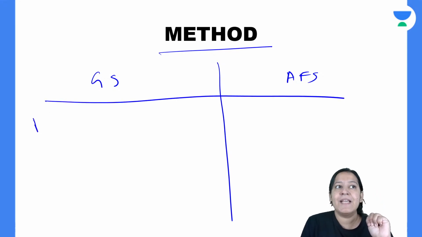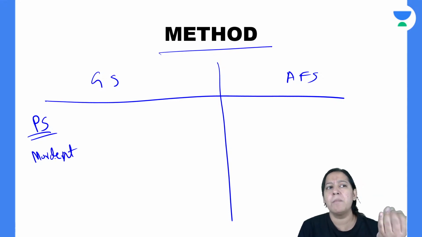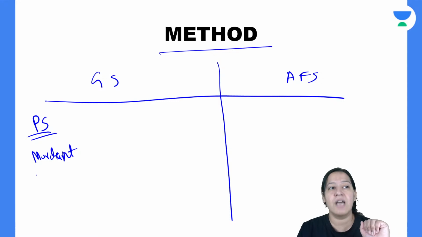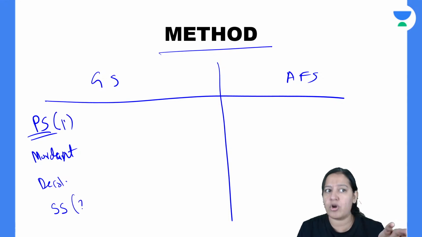The first step is the primary stain. The second step is the mordant. You have to add a mordant. What is a mordant? A mordant is a substance which fixes the primary stain inside the bacteria. The third is the decolorizer. And the fourth is the secondary stain. Here you use the primary stain and here you use the secondary stain or counter stain.